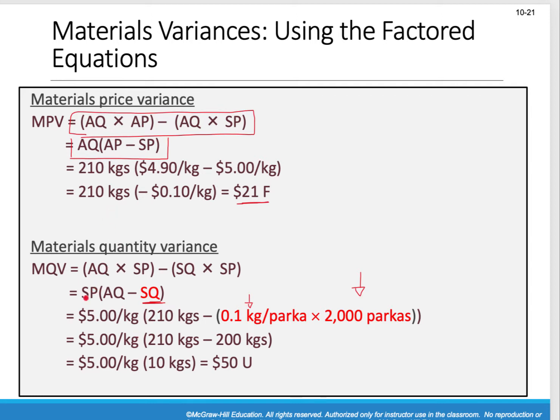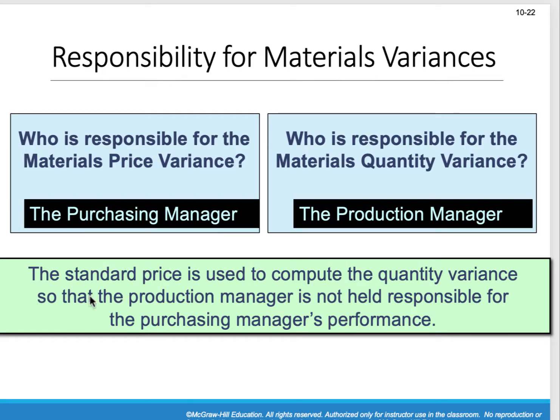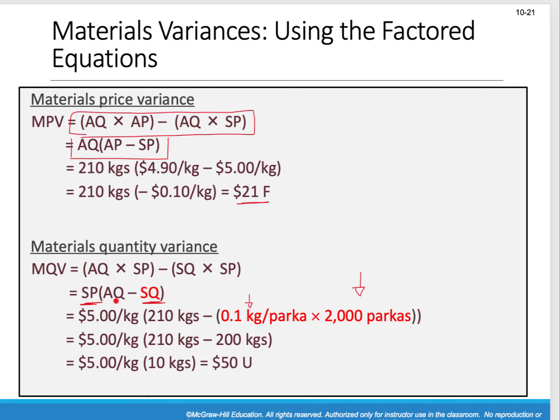We factor. We say, well, our standard price, we're going to pull that out, and we're going to multiply that by the difference between the actual quantity and the standard quantity. And here you see that there's a difference of 10 kilograms times $5. That's $50, but we're unfavorable. Why are we unfavorable? Because we used more than we should have.